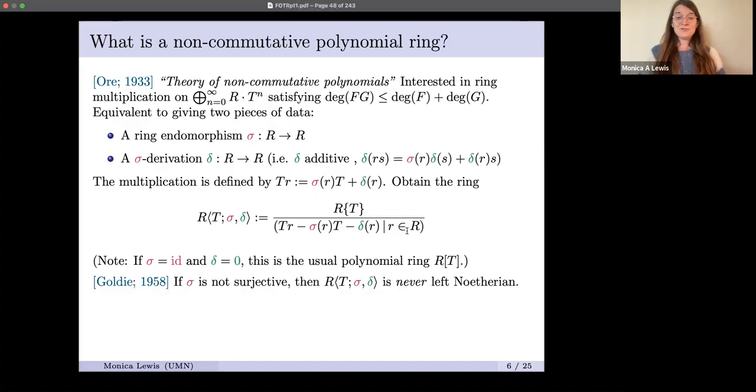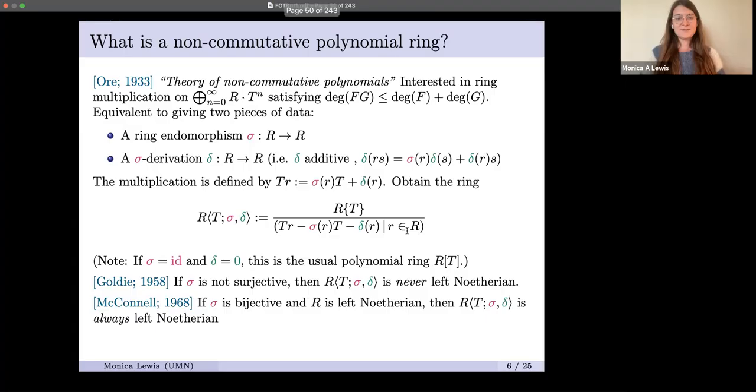And what Goldie showed is that if sigma is not surjective, then this ring that you build using Ore's construction is never a left Noetherian ring. Okay, so if you want the ascending chain condition on left ideals, the endomorphism that you pick had better be surjective. McConnell showed something that is essentially the Hilbert basis theorem.